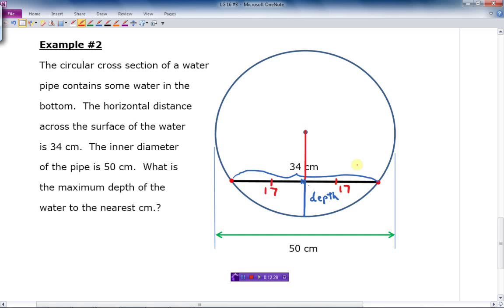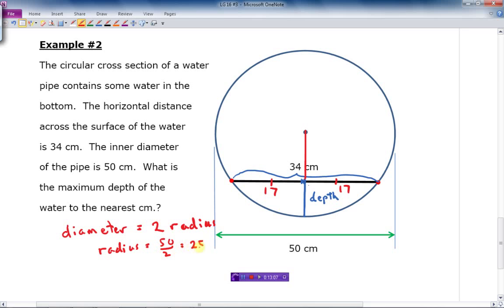Well, how does the 50 help us? The 50 is the diameter. The diameter is the distance across the whole thing. So we know that the diameter equals 2 times the radius. So the radius is just half of that. The radius equals 50 divided by 2, which is equal to 25 centimeters.